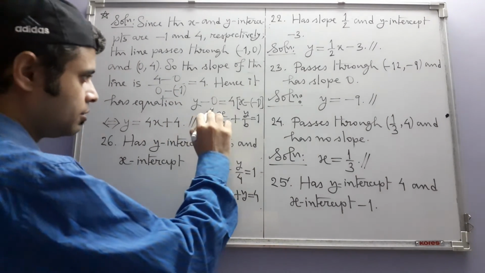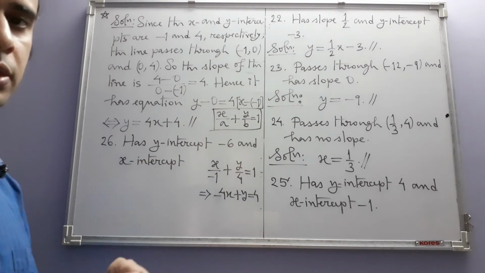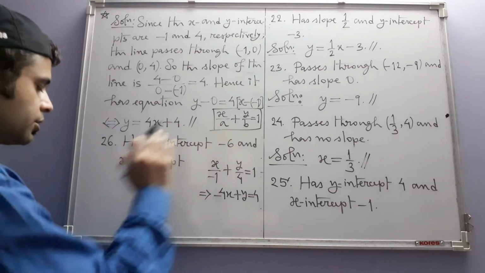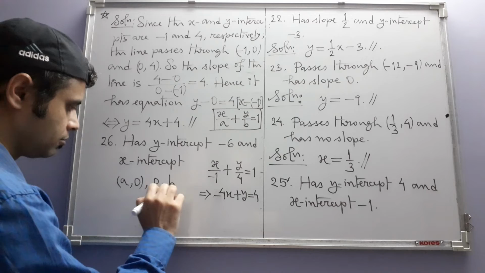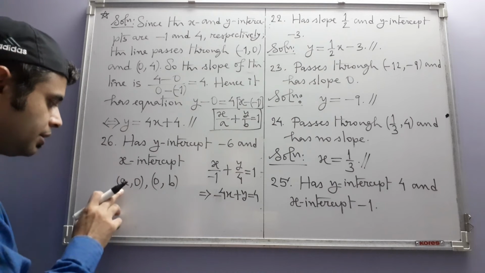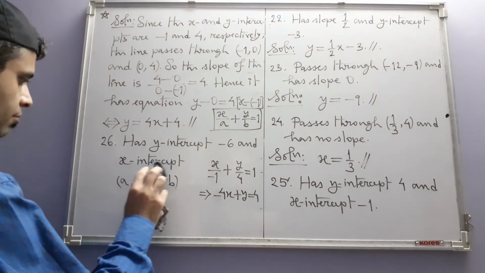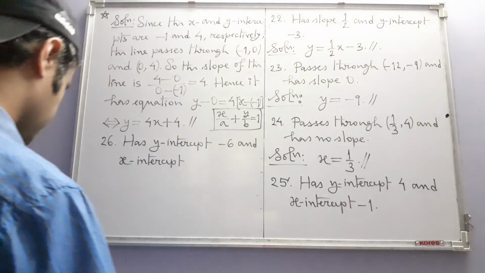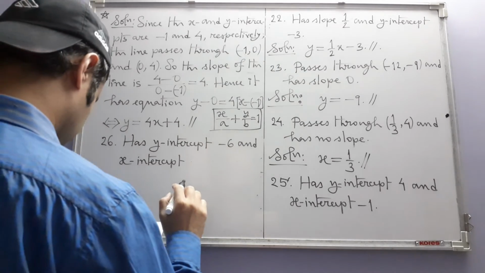This is the equation of a straight line having x-intercept A and y-intercept B. You can prove this also very easily. You just have to find the equation of the line that passes through these 2 points. Passing through these 2 points means having x-intercept A and y-intercept B. Okay, so in the 26th one, the x-intercept is 2.